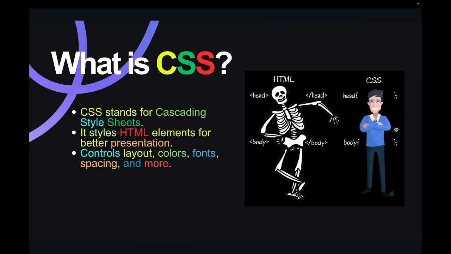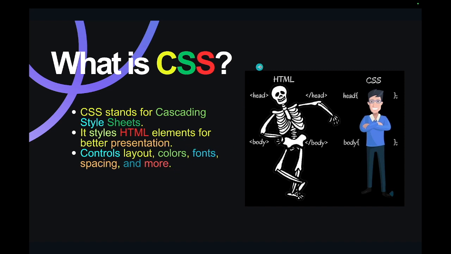So now here we will see what CSS is. First of all, CSS stands for Cascading Style Sheets. We have seen that HTML has elements like head, body, and some attributes, in which there are elements like paragraph and heading. So HTML is like the skeleton of the website and CSS is the designing of that skeleton, we can say. Here you can apply styles to your web contents and then your website will look better. It styles HTML elements for better presentation, which controls layout, colors, fonts, spacing, and more.